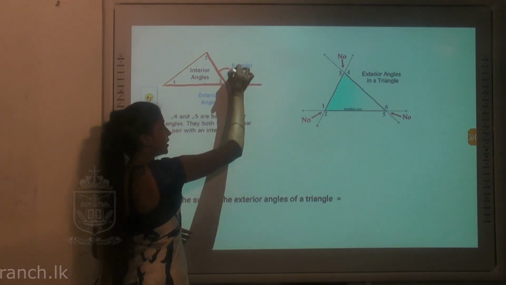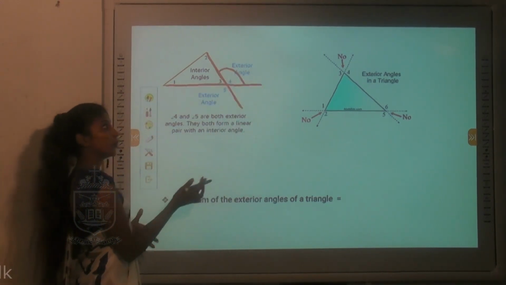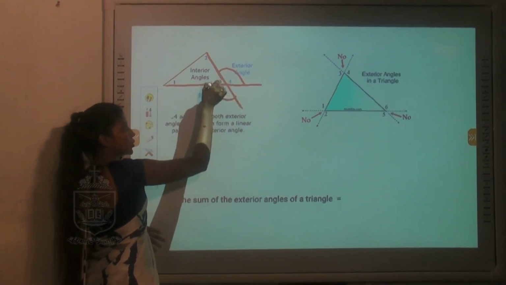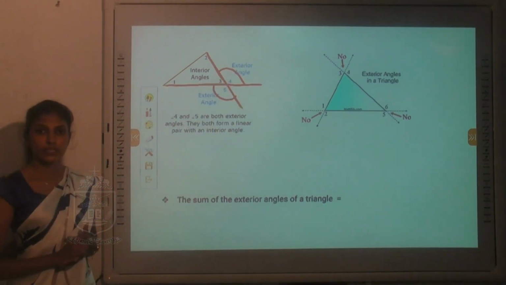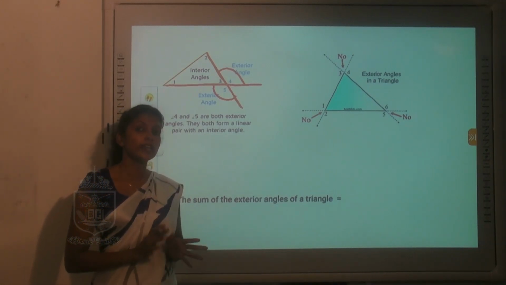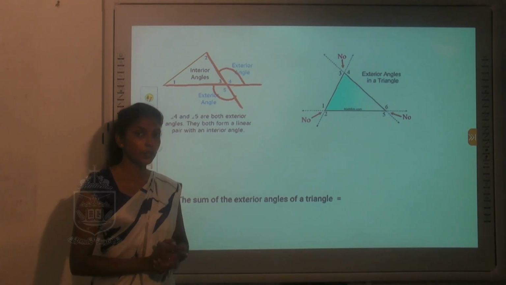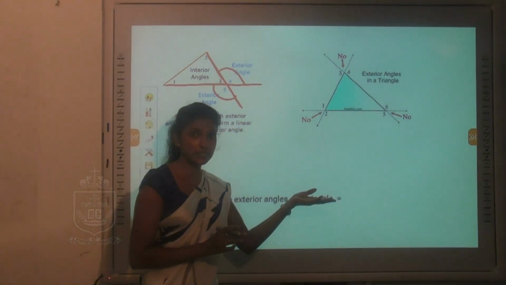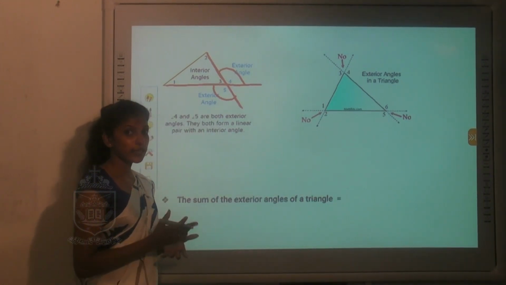This is the adjacent side and this is the produced line, so that will become an exterior angle, and then this is the produced line, this is the adjacent, so this will become an exterior angle. So you should know here at a single vertex there are two exterior angles formed. So altogether when you consider all the three vertices, 6 exterior angles are formed actually.